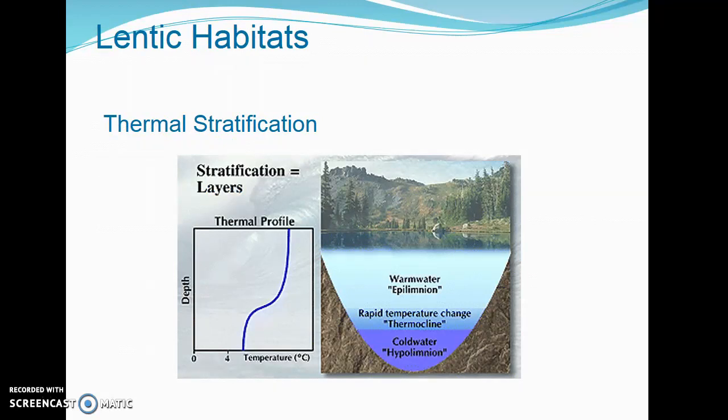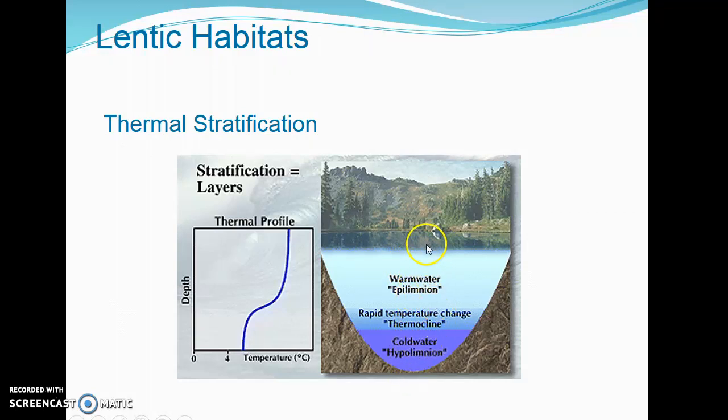We also have some thermal stratification going on. So not only changes across the landscape, but going down deep within the landscape. So we have a few terms here to know too. The warm water on top is called the epilimnion, and the cold water on the bottom is called the hypolimnion. And then the area in between is called the thermocline. And sometimes the epilimnion is actually very, very shallow, and the hypolimnion is very, very deep.